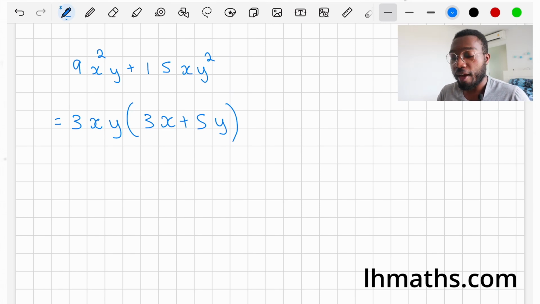And if you want to understand more about this, then if you go ahead and expand the brackets, you should end up with 9x squared y plus 15xy squared. So it's just the reverse, okay?